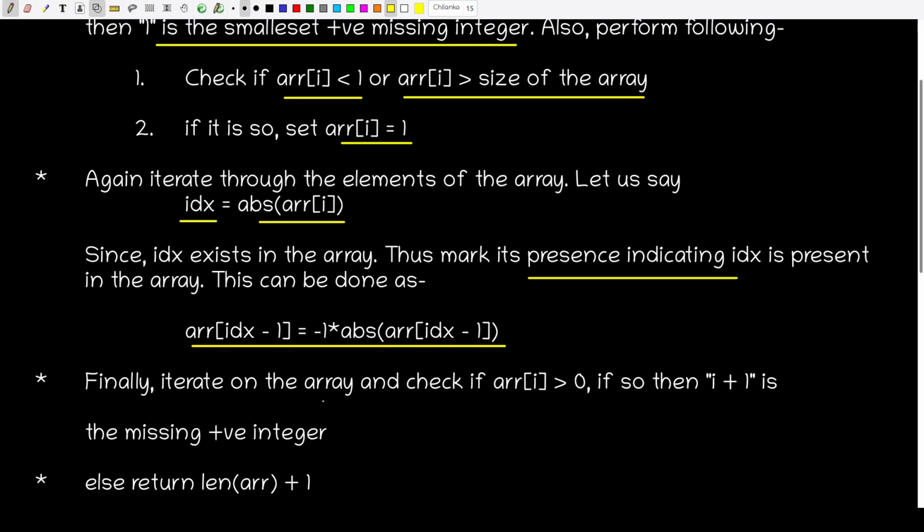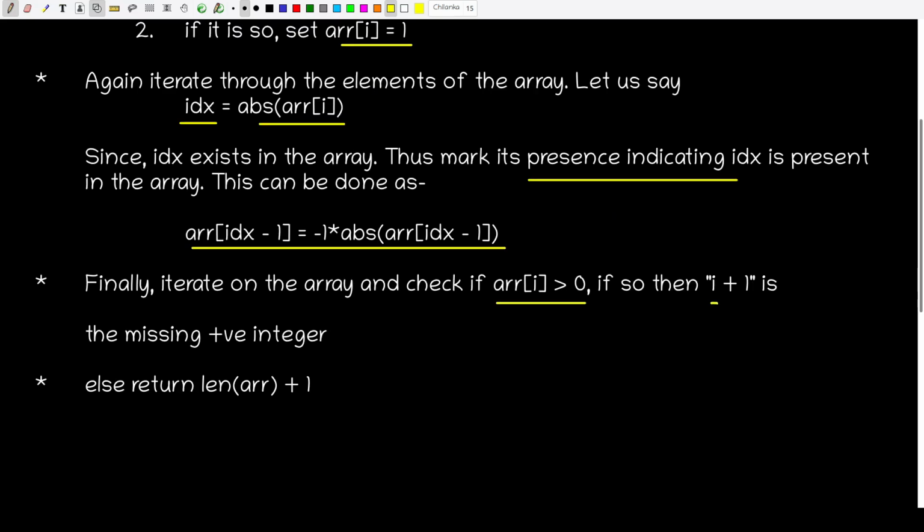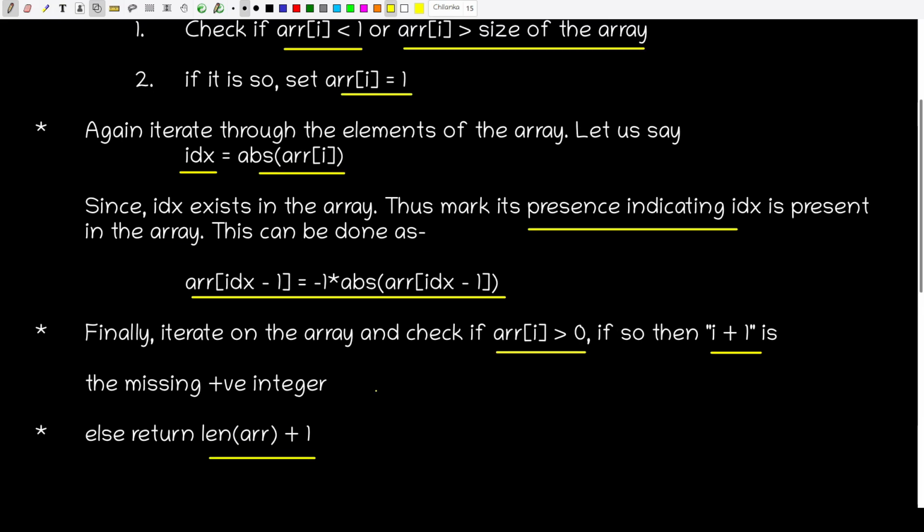And finally, we are going to iterate on the array and check if arr[i] is greater than 0. Since we have marked all the elements which are present in the array as negative, if arr[i] is greater than 0, then that simply means i plus 1 is the missing integer and we are going to return i plus 1. And let us say if all the elements of the array are set to negative or are less than 0, then in such case the missing element will be given by length of array plus 1. So that's the brief idea about the solution of this problem, folks.